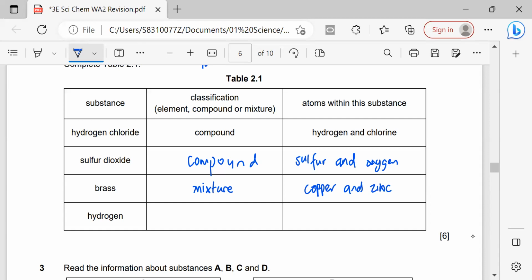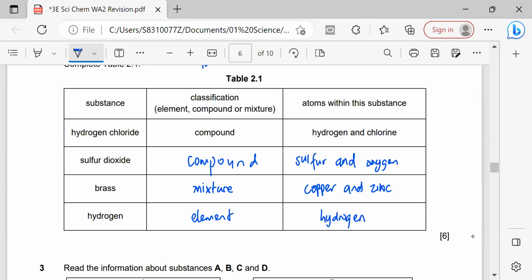Right, and thirdly, for hydrogen, this is of course an element. And the atoms that are featured here will be hydrogen alone. There are no other substances. So remember that for elements, they only can have one kind of atoms. For compounds, there are usually 2 or more substances present. And for mixtures, there are also 2 or more kinds of atoms that are featured.